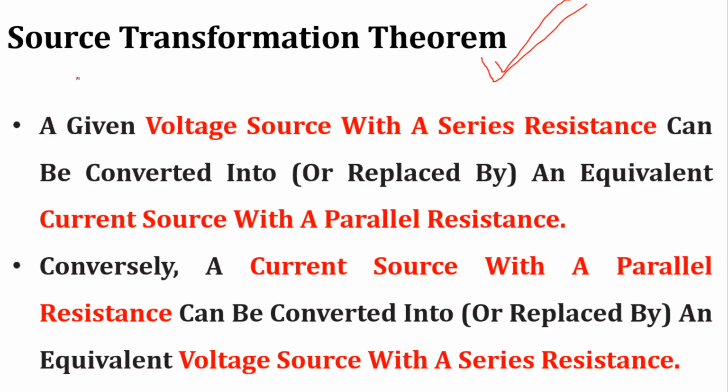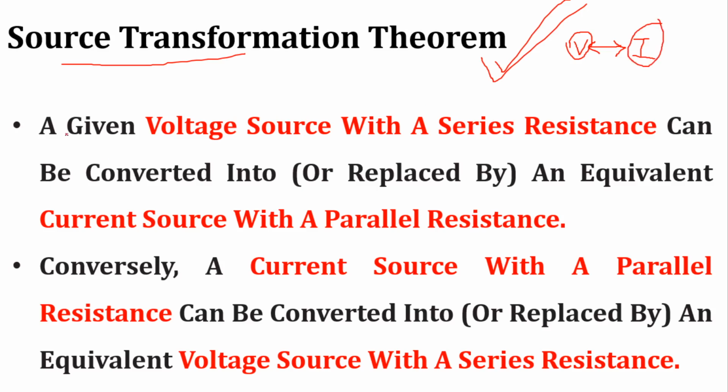Now, what is the source transformation theorem? We know that we are having two types of source. First one is the voltage source and second one is the current source. So with this theorem we can convert a given voltage source into current source and vice versa, a given current source into voltage source. So today we will learn how we can convert this voltage source into current source and current source into voltage source.